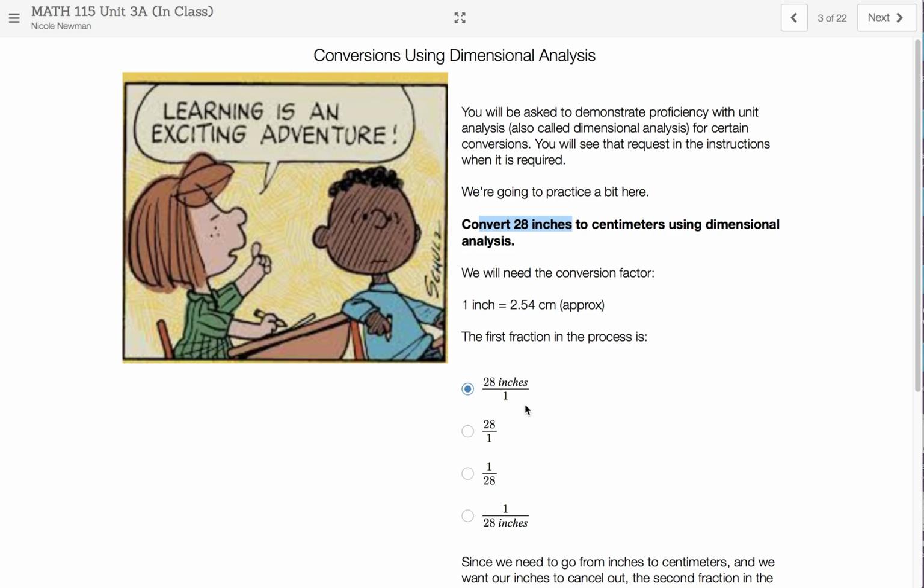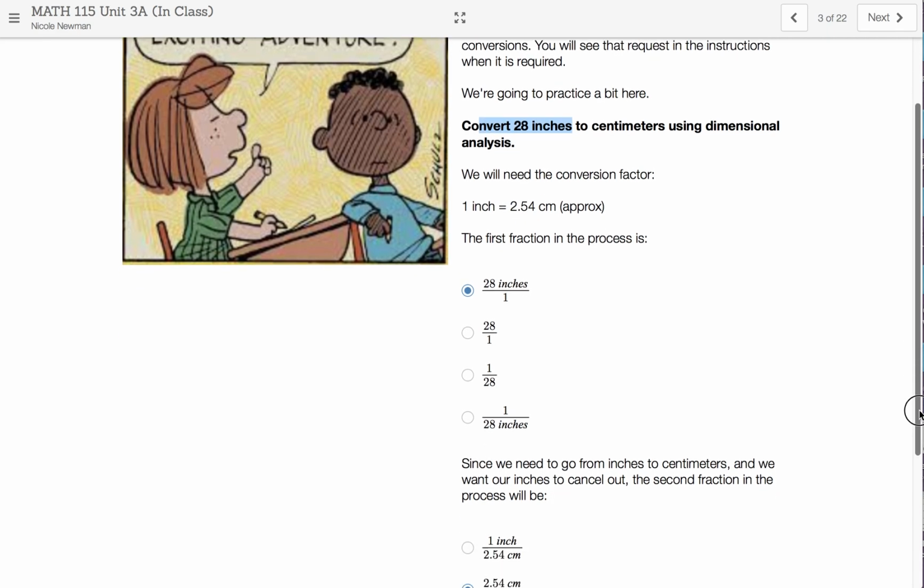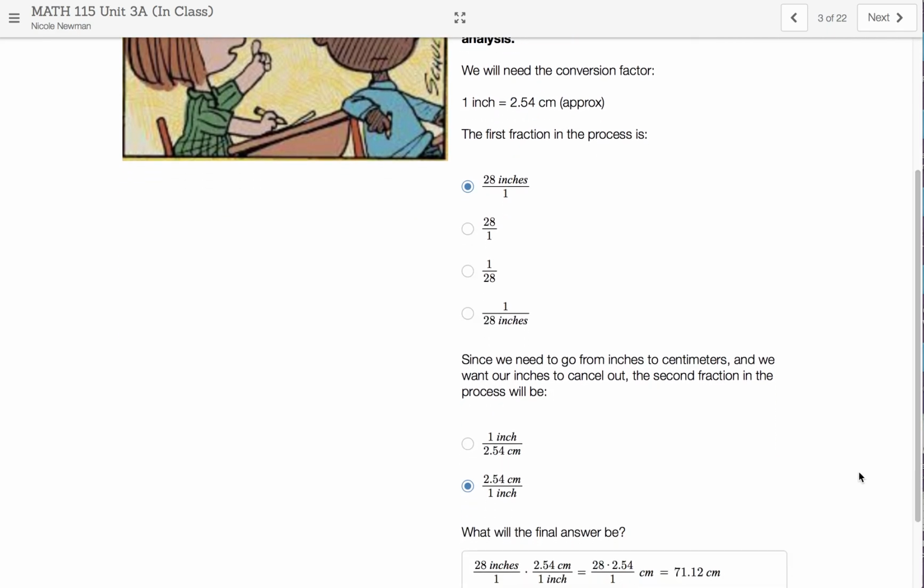28 inches over 1. We need to convert that to centimeters, and so we'd need to have inches cancel in the denominator of the second fraction. So when somebody asks you, the second fraction has got to have inches in the bottom. So it has to be this one. It can't be the other one. Inches will cancel out in this case.